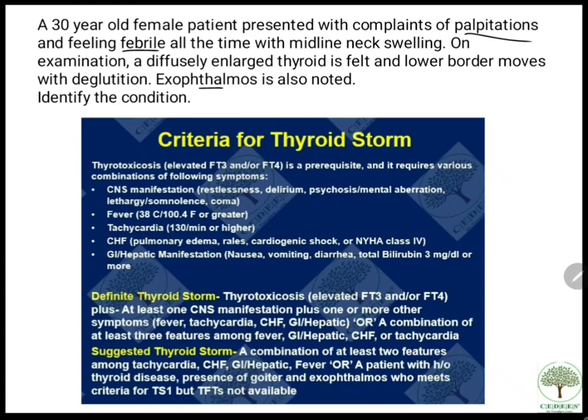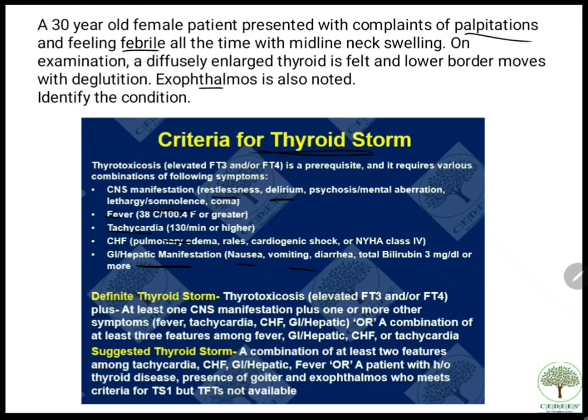So there are 4 conditions here which all fulfill the criteria of something known as a thyroid storm. This is nothing but a thyroid storm which occurs due to excessively increased levels of thyroid hormones. So the patient will normally have severe restlessness, delirium, psychosis. They'll have tachycardia with very severe high-grade fever. Along with that, pulmonary edema, rales, and there might be hepatic manifestations like nausea, vomiting and diarrhea, and one more would be exophthalmos as well.